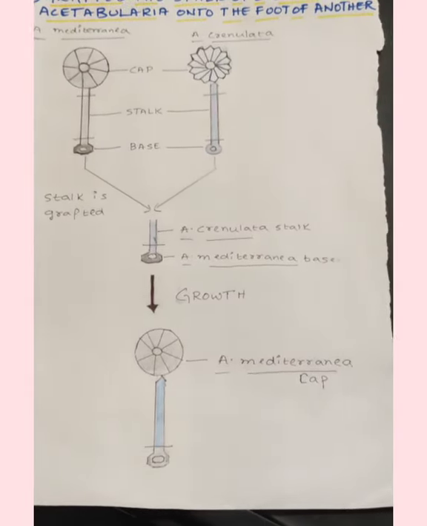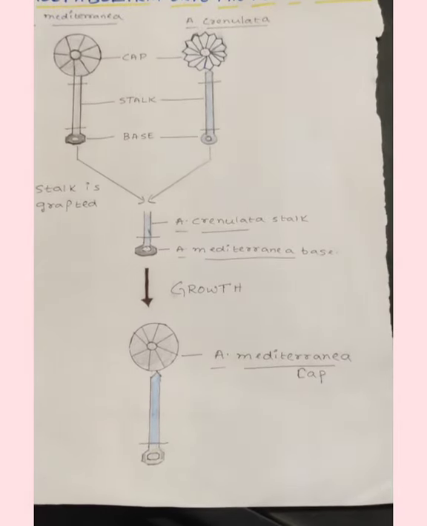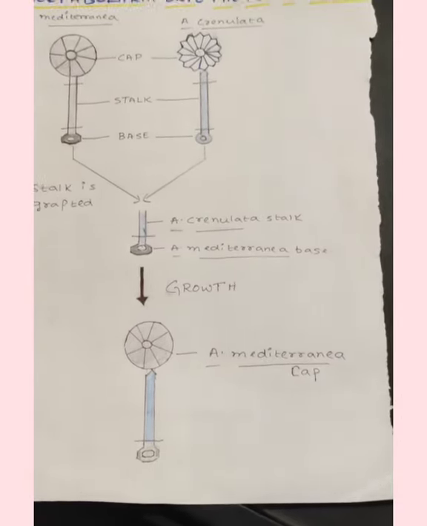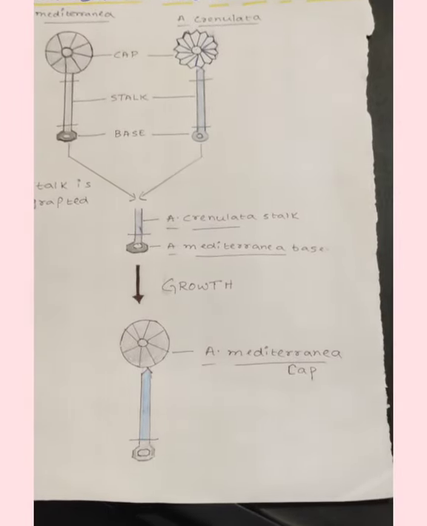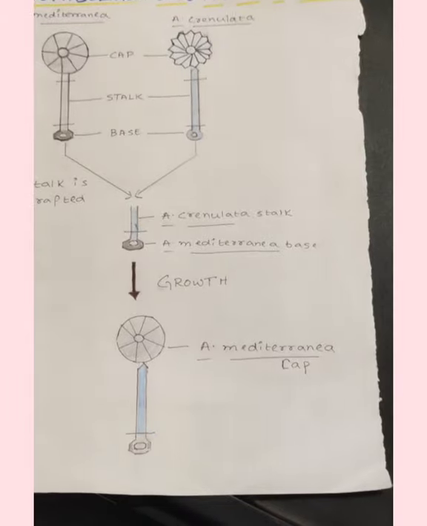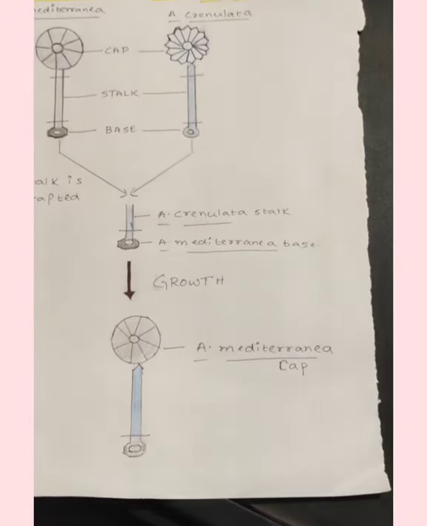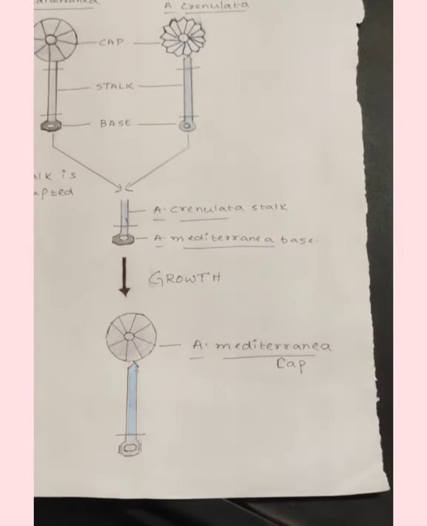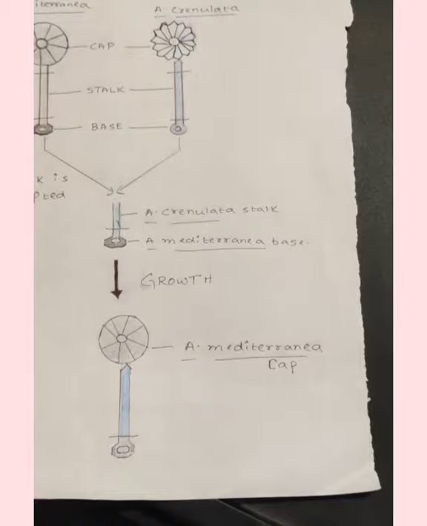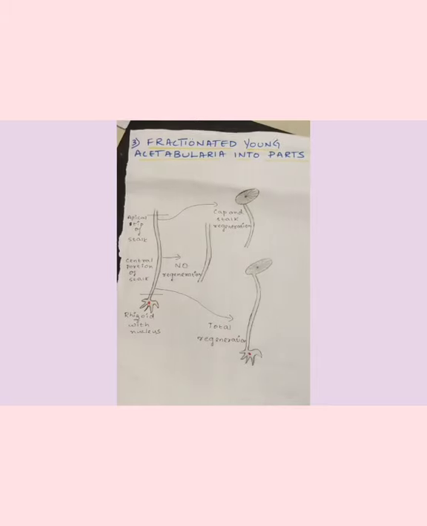In all cases, the cap that eventually developed on the grafted cell matched the species of foot rather than that of the stalk. In this experiment, the cap that is allowed to grow on the grafted stalk looks like the base species one, that is Acetabularia mediterranea. The experiment shows that the base is responsible for the type of cap that grows. Thus, nucleus that contains genetic information is in the base, so the nucleus directs cellular development.